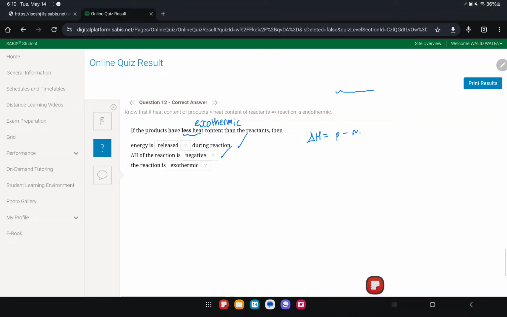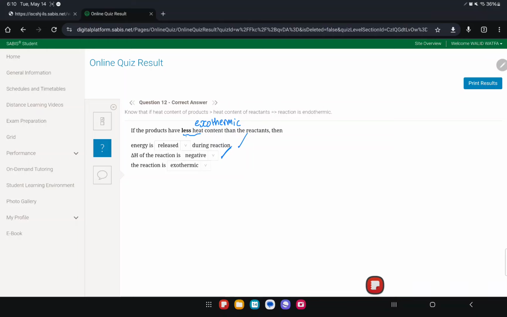products minus reactants. Okay, if the products have less heat, let's say here it was 7 and here it was 9. If the products were 7 and the reactants were 9, you're going to get negative 2. So what I'm trying to say is when the products are less than the reactants, you're going to get a negative answer. That means the products have less energy. That means it's exothermic. Just trying to explain why it's exothermic when it's negative.